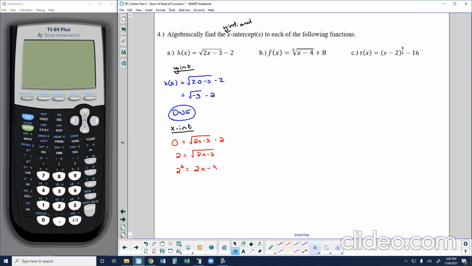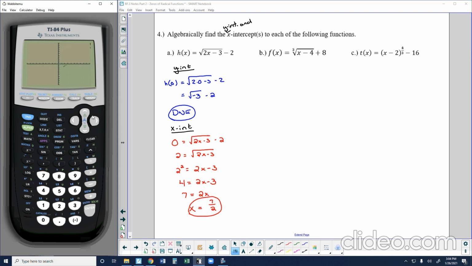So 2 squared equals 2x minus 3, which is 4 equals 2x minus 3. Now I can add 3 to both sides to get 7, divide by 2, and then I get x equals 7 halves, or 3.5. I can go ahead and check this on my graphing calculator. So let's go ahead and check this. Let's clear out what was in here before. I'm going to type my equation, the square root of 2x minus 3, minus 2, into my calculator.